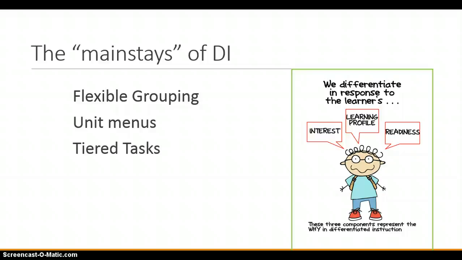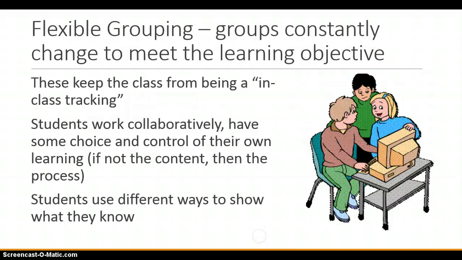So what are those three ways? Well, they're listed here: flexible grouping, unit menus, and tiered tasks. So let's look at them. First of all, flexible grouping. This is pretty common sense when you think about it. It's not tracking. We're not going to decide that Johnny belongs in this group, and that Johnny can't do math really well, so that means that he'll always have to function at the lower level in your class.